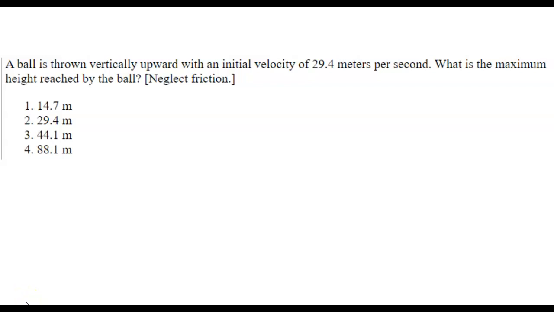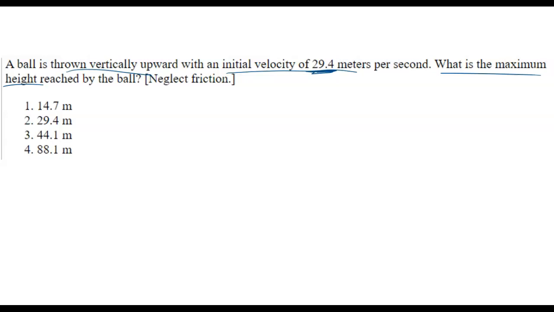So this one is about a ball thrown vertically upward with an initial velocity of 29.4 meters per second. Now, this is a little bit of a weird idea, and it's asking us for the maximum height. So there's a lot of funny things that I'm going to have to bring up to answer this question.